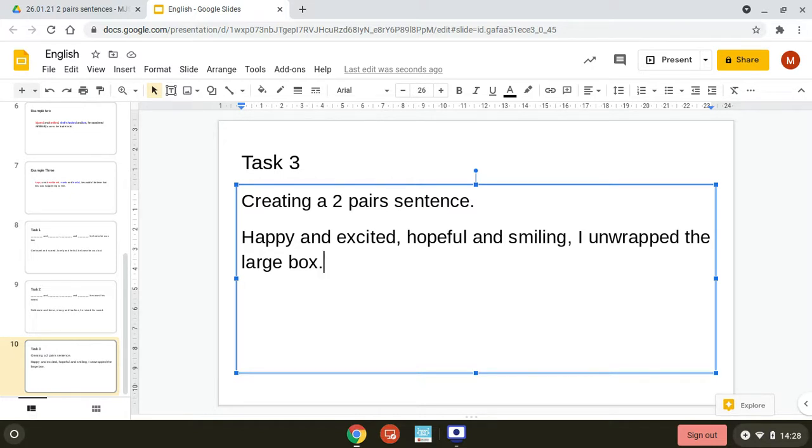So the rules to remember when using two-pair sentences is we have our first pair and then a comma, our second pair and then a comma, and then words to complete the sentence.